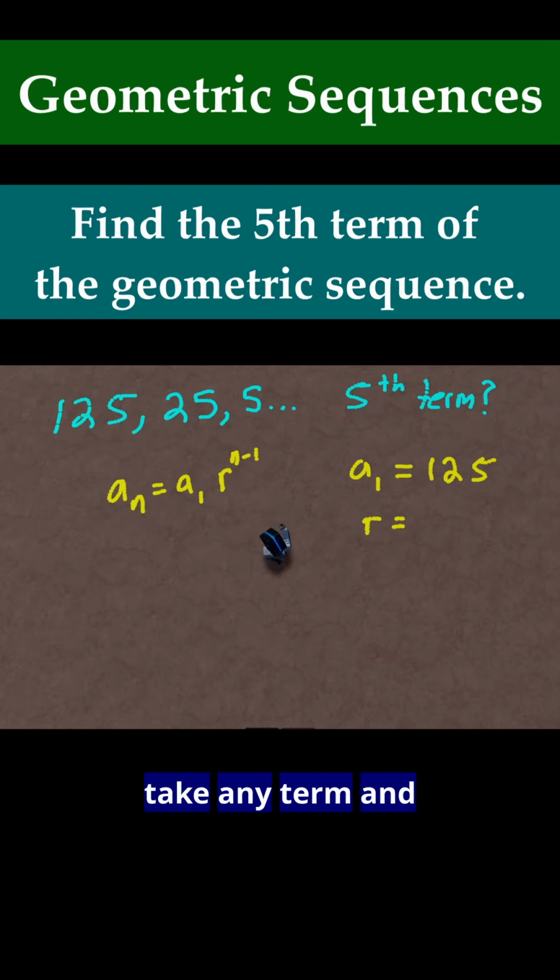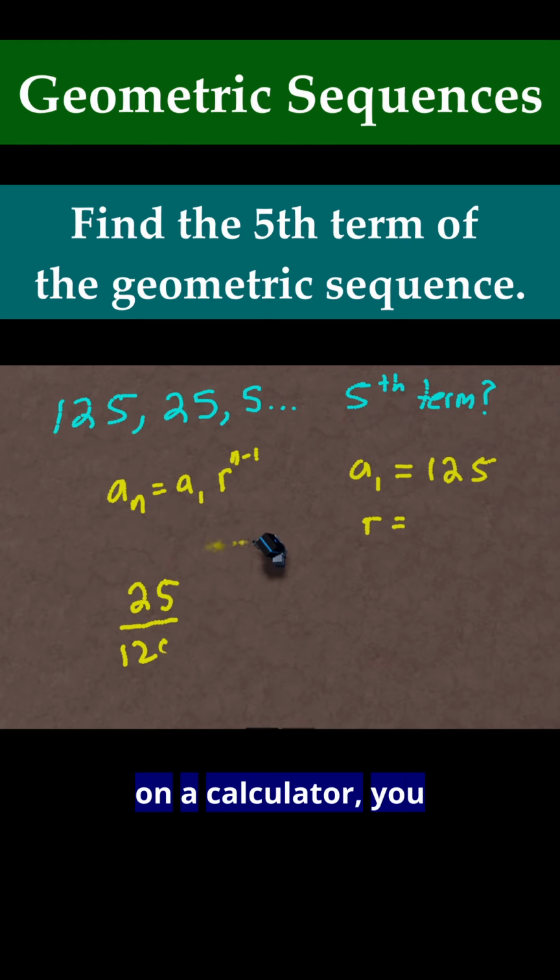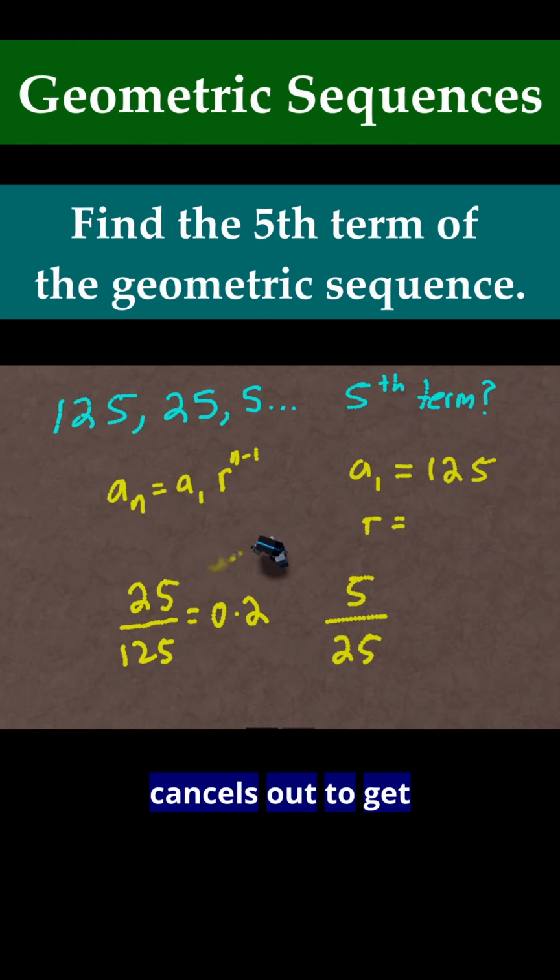What you can do is take any term and divide it by the preceding term. So for example, I can take 25 and divide it by the preceding term, which is 125. And if you do this on a calculator, you should get 0.2, which is the same thing as 1/5. Or you could also take 5 and divide it by 25. And you might realize that this cancels out to get 1/5, which is the same as 0.2.